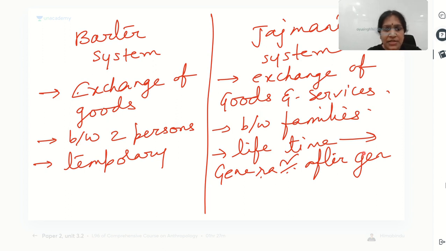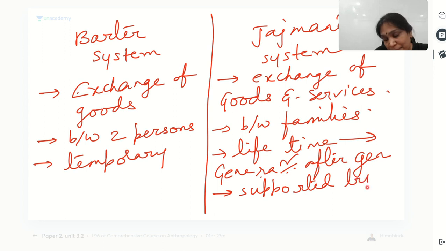So this is temporary because I give cotton, you give me rice. Story ended there. My daughter will not come in between in the barter system. I gave you rice, you gave me cotton, story ended there. Don't bring my daughter into the scene. But here, generation after generation they come into the scene, and this is supported by caste system.